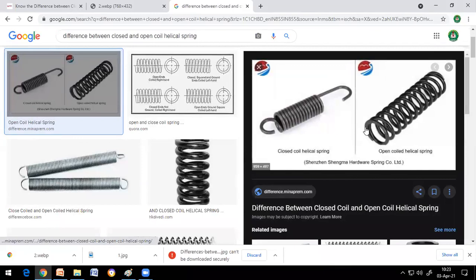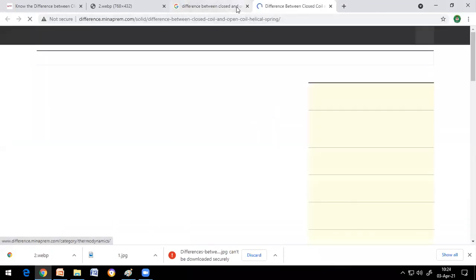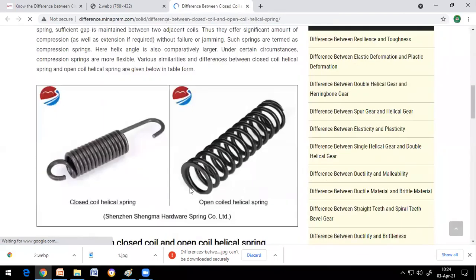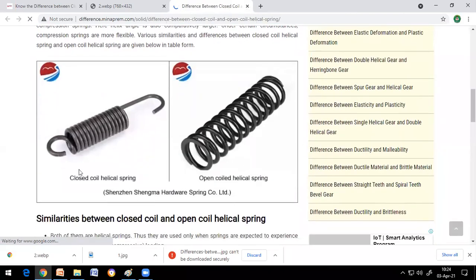Guys, this is the one. Okay, I think you can see it very clearly. Here are the open coil and the closed coil helical spring. Do you think the closed coil helical spring over here will be used for compression? The first picture, will it be used for compression? No. This is going to be used for tension, wherever you require the spring to carry tensile forces.